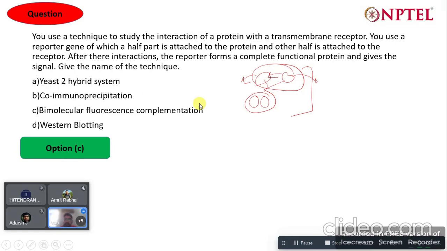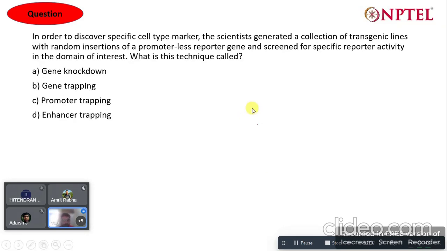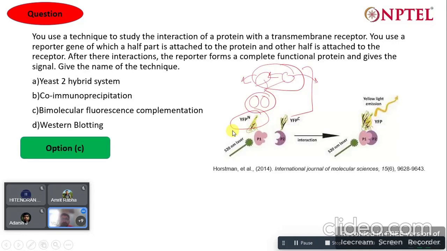So what happens in this case is we usually have a protein P1 and this is attached to the half part of the reporter gene. So here we are representing it as YFP, that is yellow fluorescent protein, and that is the N terminal of that protein. So the portion towards the N terminal of this YFP is attached to protein P1 and the other half of the protein YFP is attached to the protein P2, the other interacting partner.